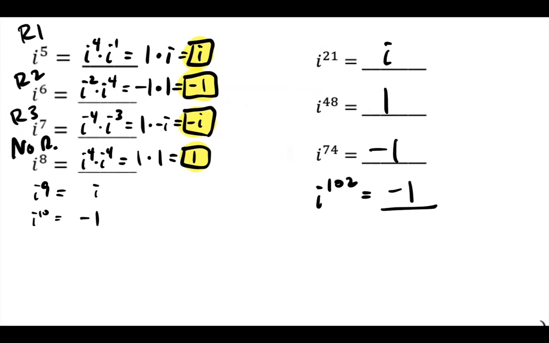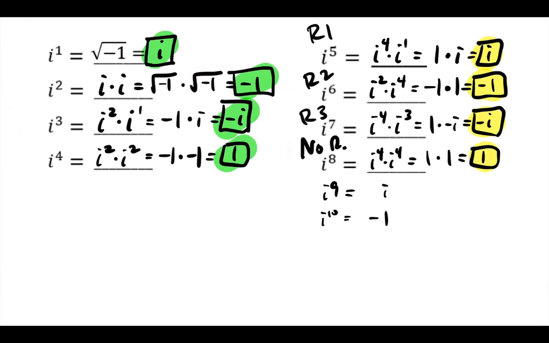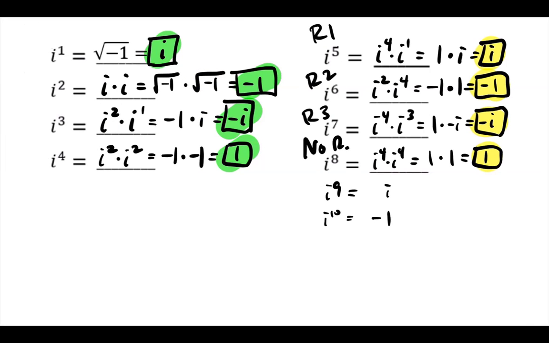So we saw that the pattern went by 4s, right? Every 4 it repeated. So i to the first was i, i squared was -1, i to the third was -i, i to the fourth was 1, and then we repeated. i to the fifth is i, i to the sixth is -1, i to the seventh is -i, i to the eighth was 1, and then we repeated again. Every 4 we repeated.